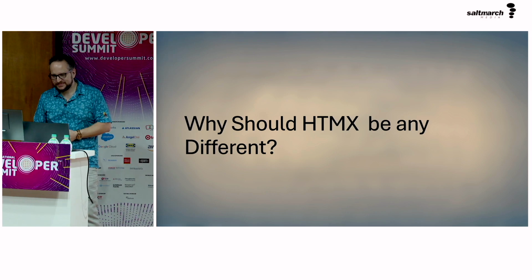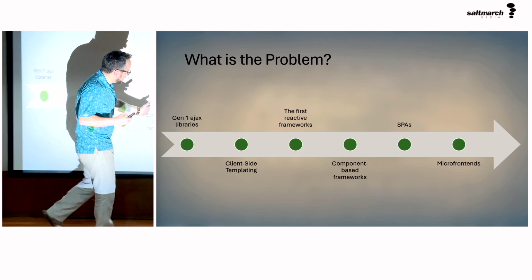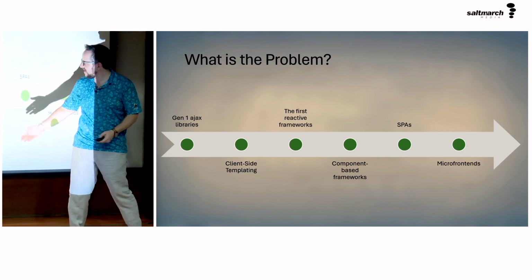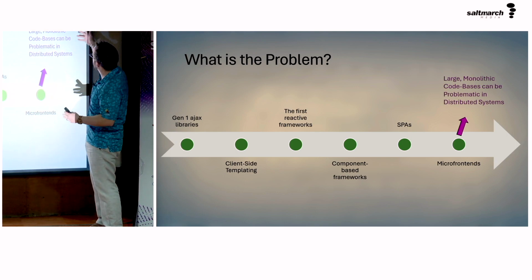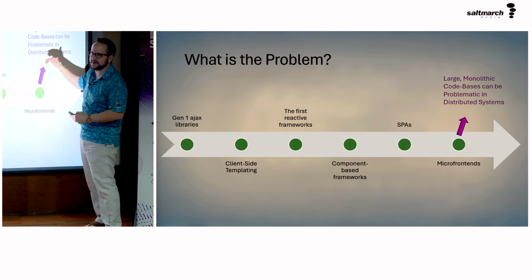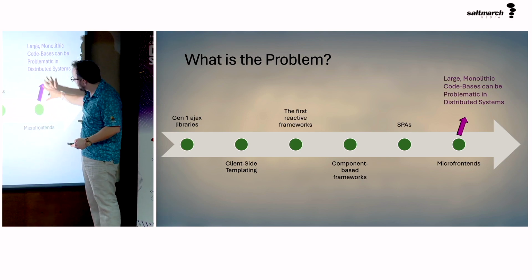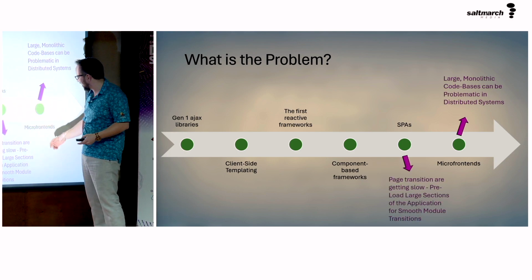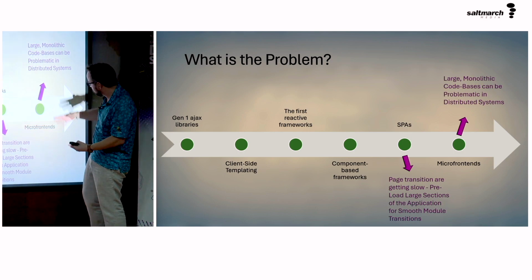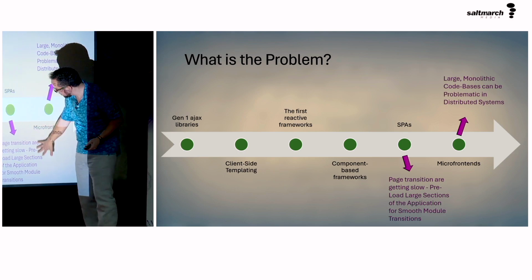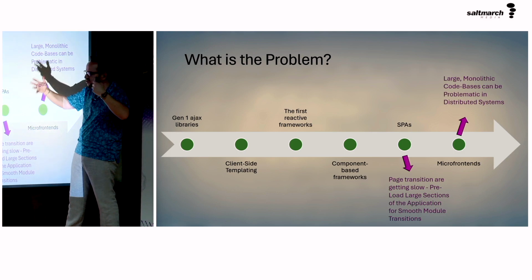Here's why. We look at this progression, all right? How we go from here to here to here to here to here. How did we get here? What was the problem? What was the problem that got us to front ends? Well, we realized that having large monolithic code bases can be problematic in distributed systems. Fair enough. And we got here because we got single page applications because page transitions are getting slow. Preloaded large sections of the application will smooth those transitions. So we did that to solve that problem, because the problem was these transitions were slow.